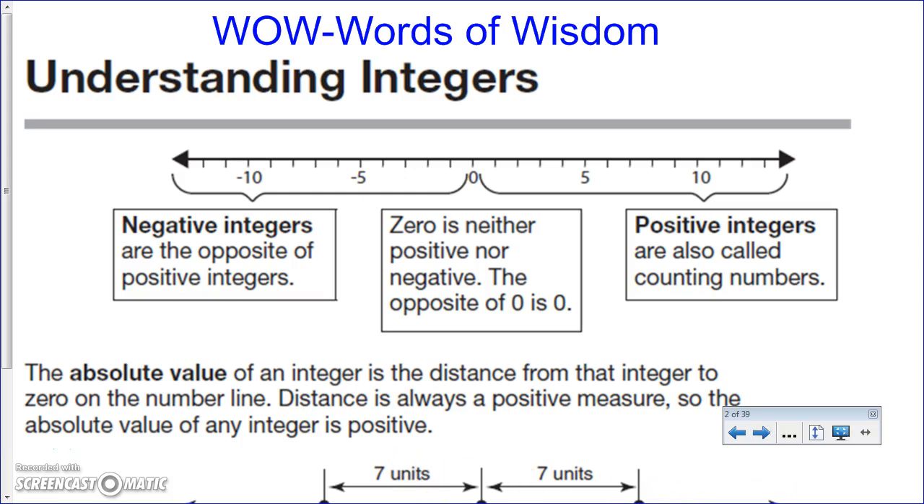Understanding integers. Negative integers are the opposite of positive integers. 0 is neither positive nor negative. The opposite of 0 is 0. Positive integers are also called counting numbers. The absolute value of an integer is the distance from that integer to 0 on the number line. Distance is always a positive measure, so the absolute value of any integer is always positive.